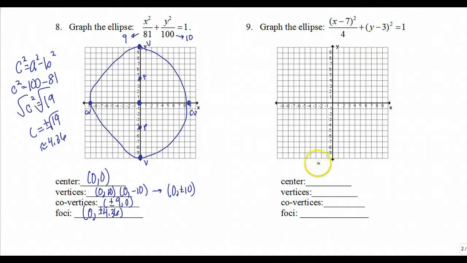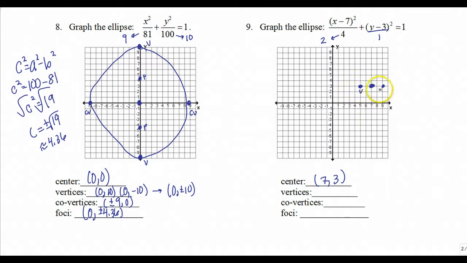So here my ellipse is not at 0, 0. I'm at 7, 3. So I'm going to go there. But I'm going to follow the same pattern. Under the x, I have a 4. So that really means my distance is 2, right? Take the square root in the x direction. So I'm going to do that. 2 and 2.